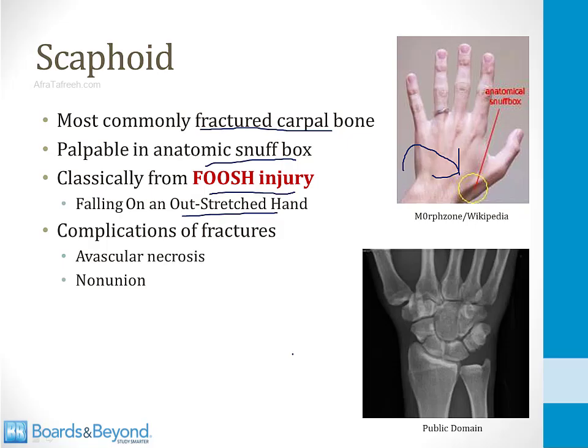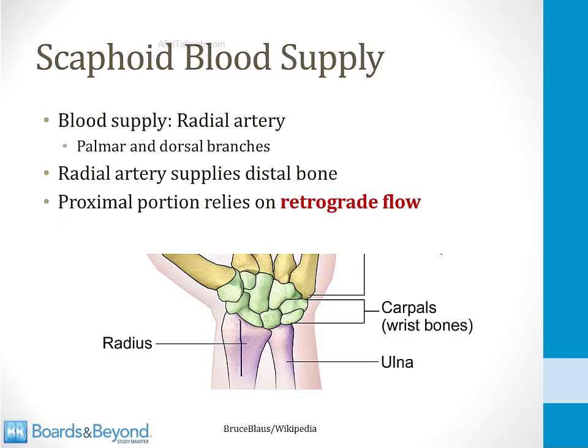An example of an X-ray of a scaphoid fracture is shown at the bottom right side of the screen here. You can see that there's a crack through the middle of the scaphoid bone, which sits right on top of the radius. And there are 2 classic complications of scaphoid fractures you should know for your boards, and those are avascular necrosis and non-union. The scaphoid bone sits right on top of the radius, and if you know that, it's an easy way to remember that the radial artery is the blood supply to the scaphoid bone. It gives off branches called palmar and dorsal branches that deliver blood to the scaphoid.